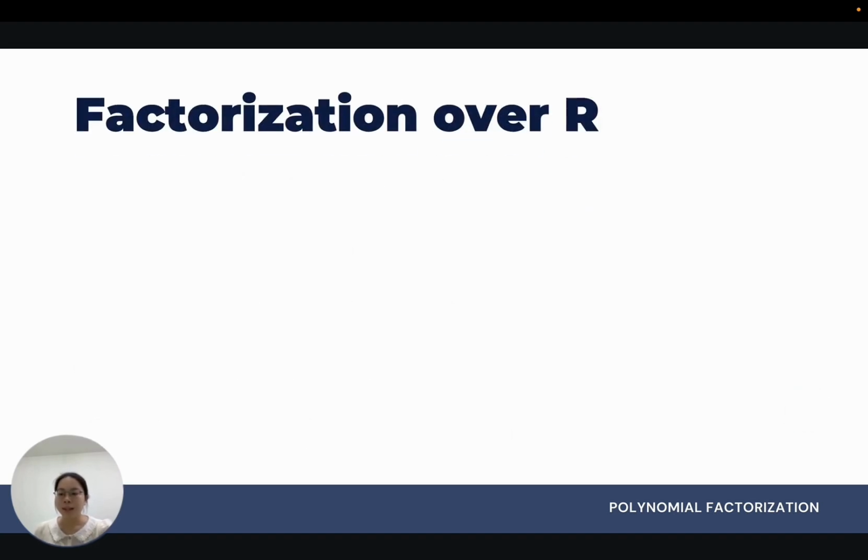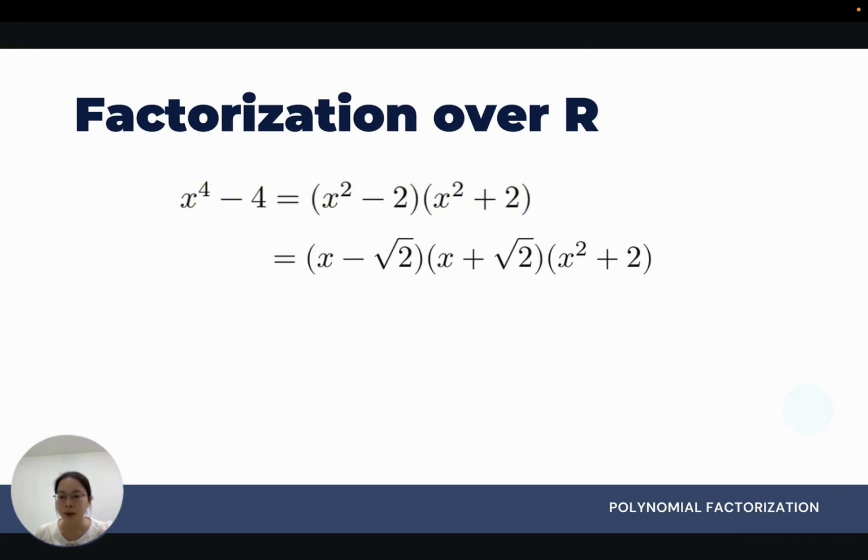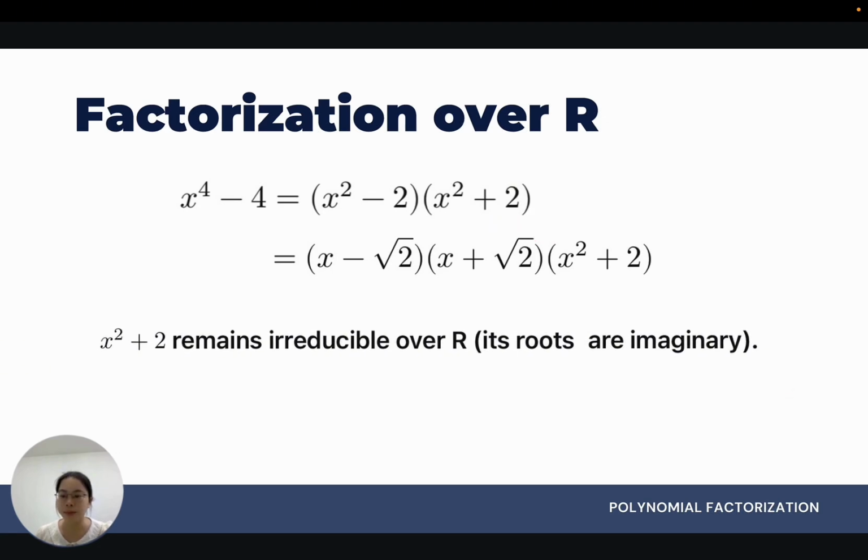Next, let's see what differences there are over the real numbers R. Compared to Q, over R we can use irrational numbers, but we still cannot use imaginary numbers. Therefore, we can factor x squared minus 2, but x squared plus 2 remains irreducible. So, the solution is (x minus root 2) times (x plus root 2) times (x squared plus 2).